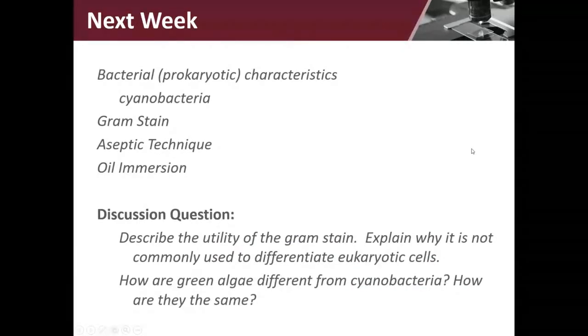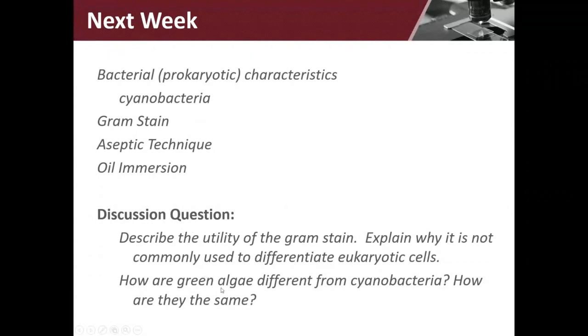So next week we will cover bacteria cells, prokaryotes. In particular, we'll talk about heterotrophic bacteria and photosynthetic bacteria, which are called cyanobacteria. We're going to learn a staining process to visualize those cells on the microscope because they're so small, they're hard to see unless you stain them. We'll talk a little bit about how you have to be sterile to make sure you don't contaminate bacteria, and then we'll talk more about that oil immersion.